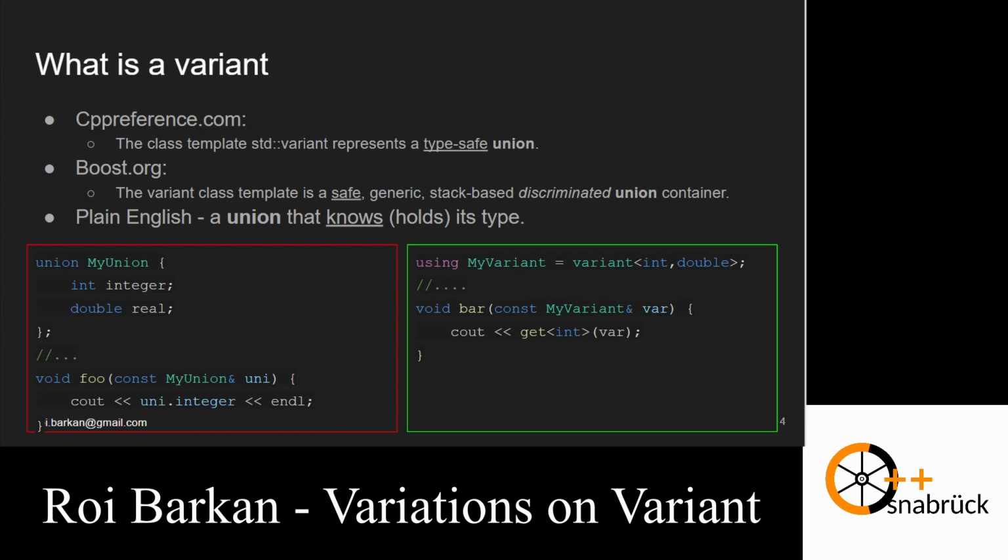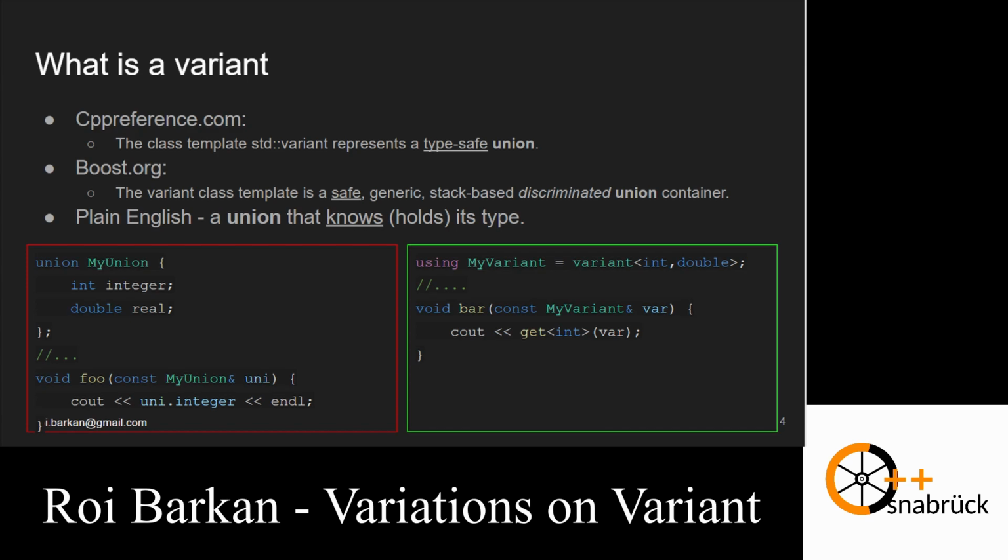Basically, the idea is that a variant is a union which also knows what type it holds. A union can hold many types, but you have to know which type it holds in order to access it safely. And a variant knows the type, which is basically why we call it type safe. The notion of stack basically means that no allocation is needed. The union is sitting on the stack, and discriminated basically means that it holds one of many types, similarly to a union.